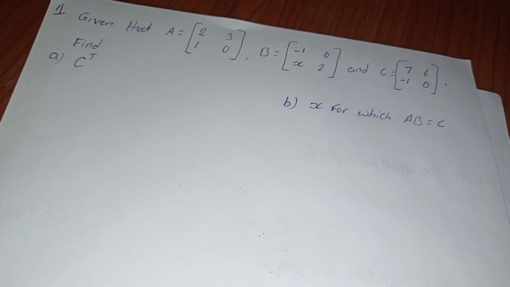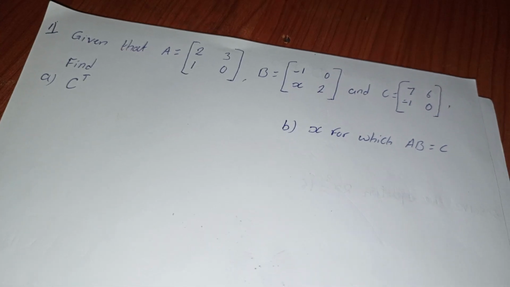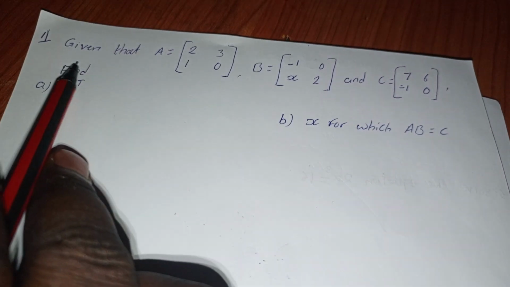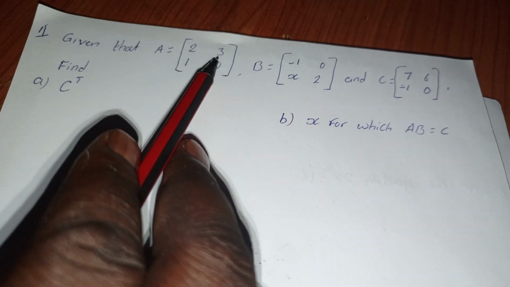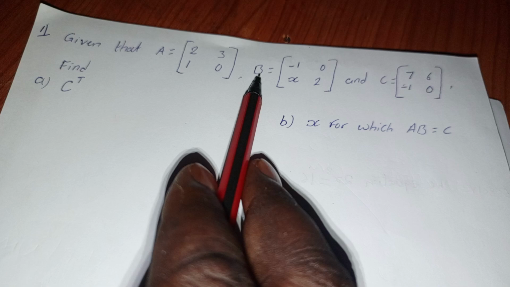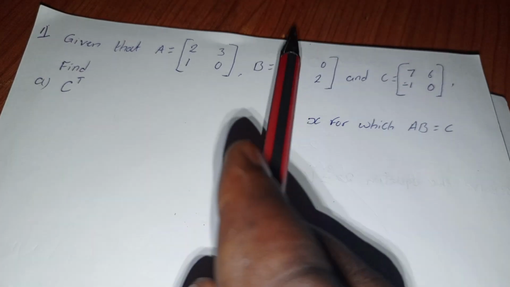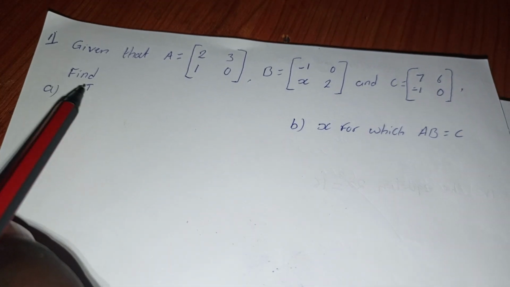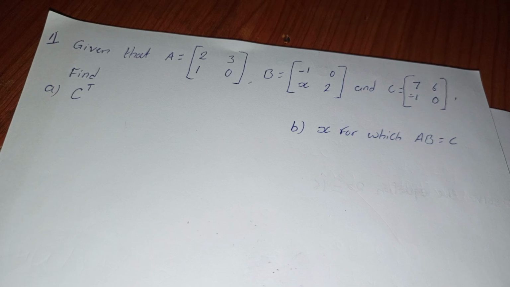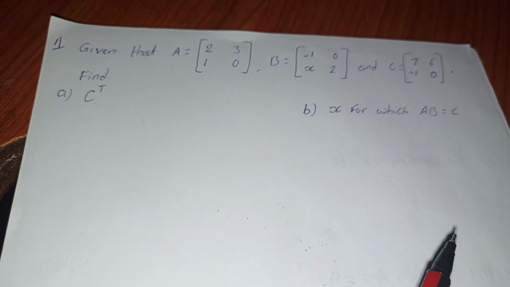So I have some questions with me here. The first question says, given that matrix A is 2, 3, 1, 0, and matrix B as it is, and C as you can see, then question A says find C transpose. So when we find the C transpose, we exchange. The rows become columns and columns become rows.